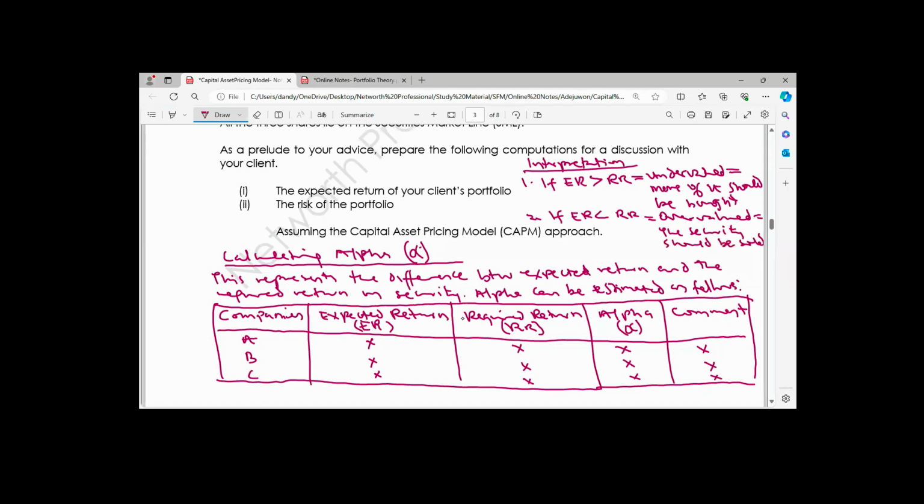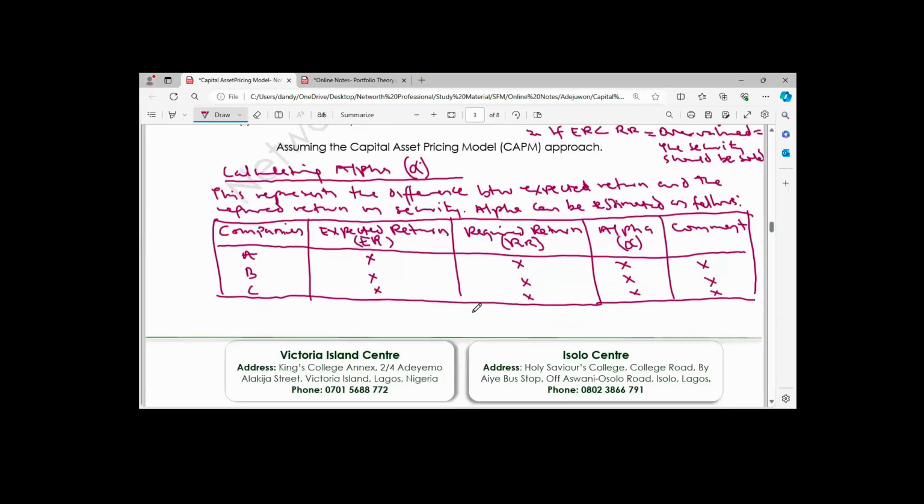Once your alpha is negative, that means the security is overvalued. If it is overvalued, you dispose of the security. If your alpha is positive, it means the security is undervalued. If the security is undervalued, more of it should be bought. Then the last one, number three.